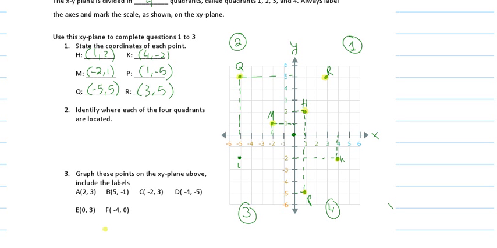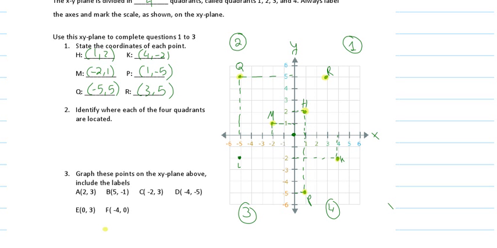So question number 2 is asking you to identify where each of the 4 quadrants are located. I've already done that. So I've already put 1, 2, 3, and 4 for the different quadrants. Are you guys okay with that? All right. Now question number 3 is asking you to graph these points on the xy plane above. Okay? So what would 2 and 3 be? Anyone wants to come and put it on the board? 3. 2. So A, which is 2, 3.